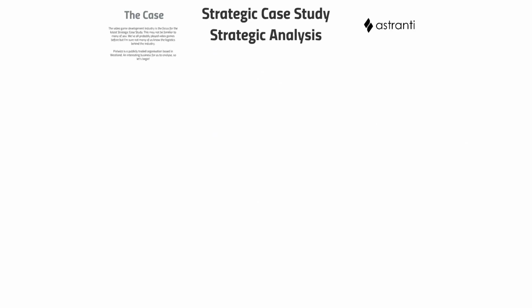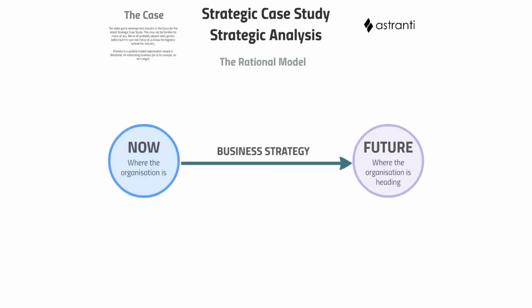Now, how we're going to analyze this case throughout this strategic analysis video is to look at something known as the rational model. Essentially, that involves looking at where the organization currently is, where it wants to be, and how it's going to get there. So it's a 3-step process.